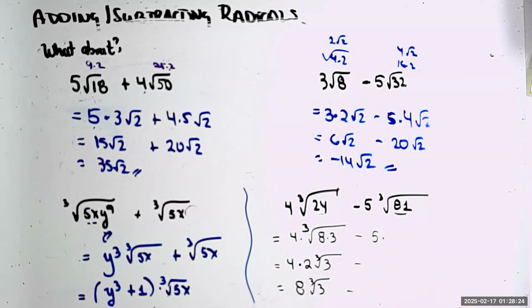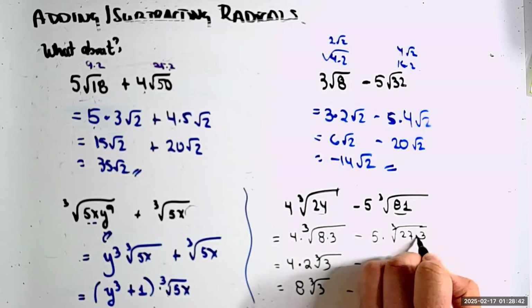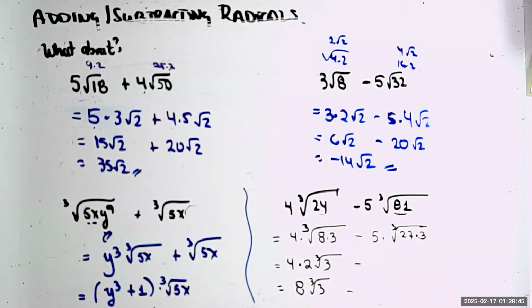Minus 5, now we need to break 81. Notice that here we left the 3. So use your instinct, just divide 81 by 3 to see if we get a perfect cube root. And 81 divided by 3 will be 27. Perfect number, because the cube root of 27 is actually 3: 3 times 3 times 3 is 27. Now we have here 5 times, the 27 comes out as 3, and the other 3 stays inside the cube root of 3. 5 times 3 will be 15.